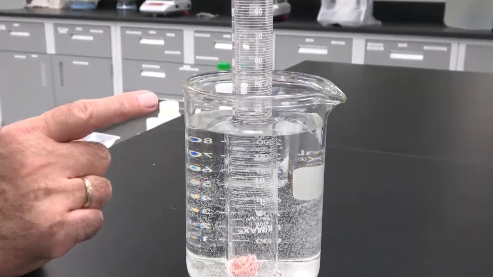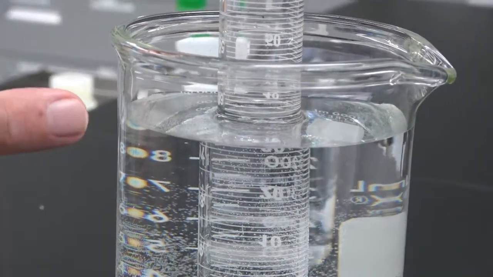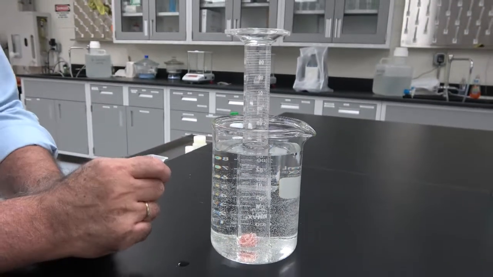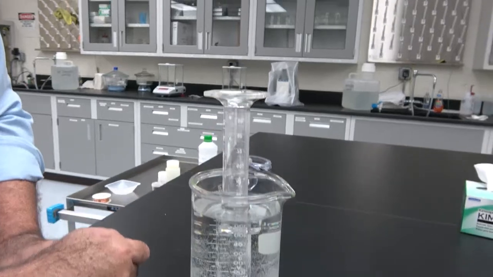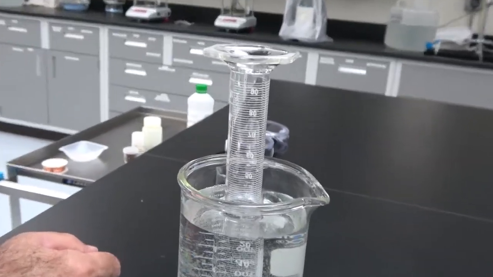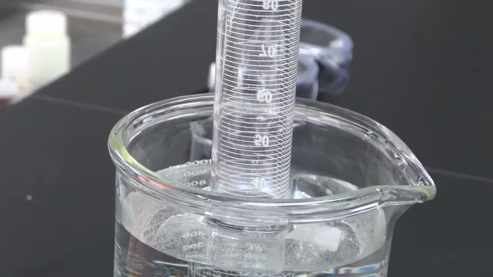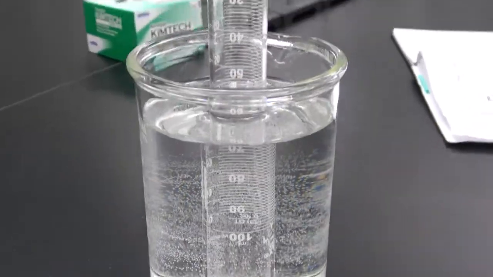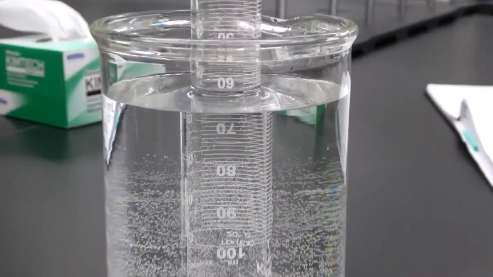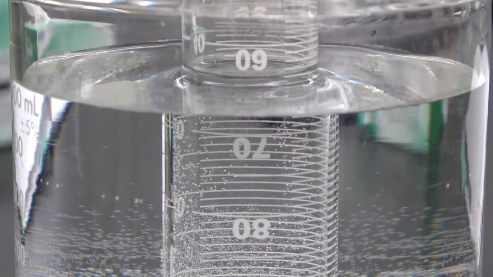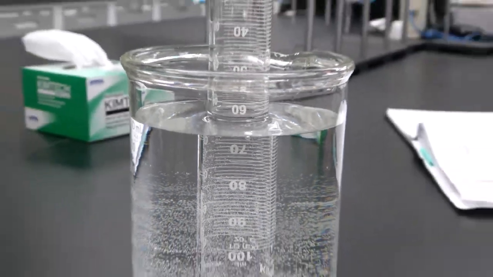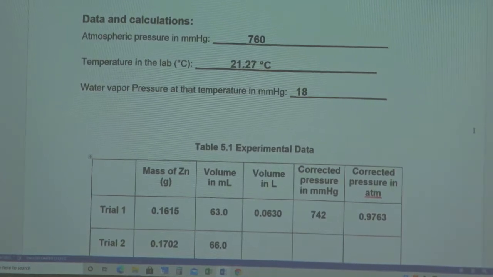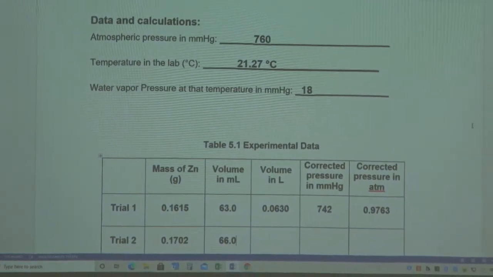Now that the water inside and outside the cylinder are level, we read the volume of hydrogen that is being collected. In this case, the volume is 63 milliliters. The way we did the first trial, we're going to do a second trial.